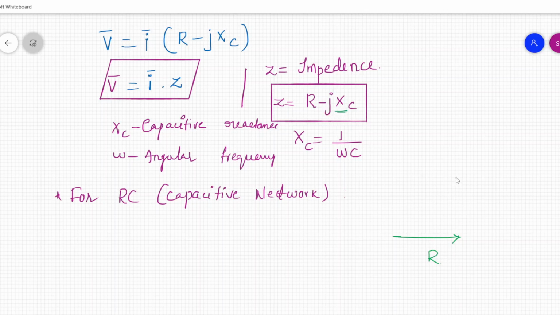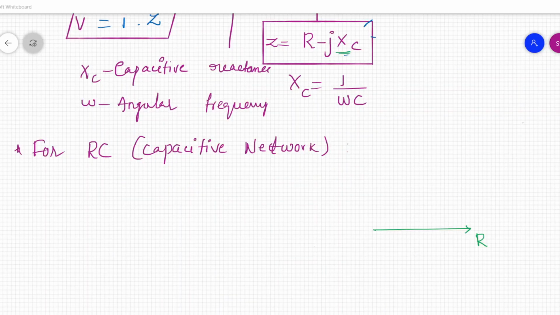Minus j is nothing but it is leading. So XC is leading the resistor by 90 degrees. So this is 90 degrees. Here XC is coming first, then only our resistor network is coming.